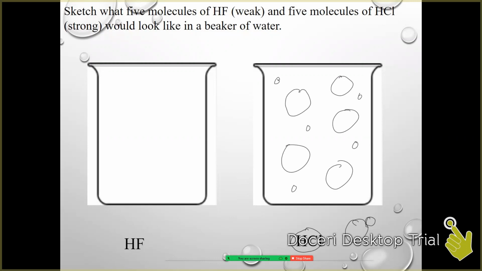Now my HF is weak, so we'll say the same thing. This represents my HF. So what would that look like in water solution? Yeah, almost all of it would stay together intact. So since we need 5, let's make 1 ionize and keep another 4 of them together.